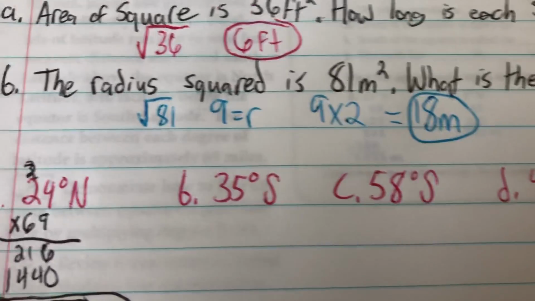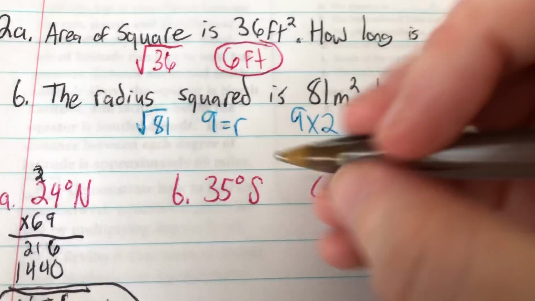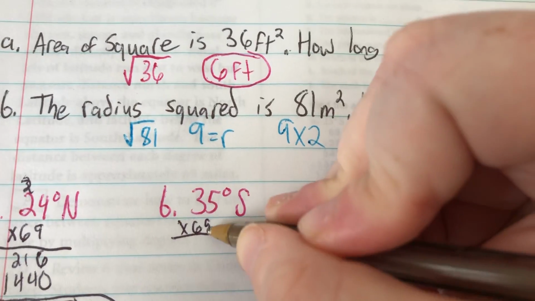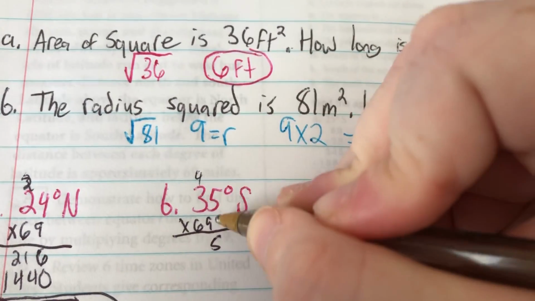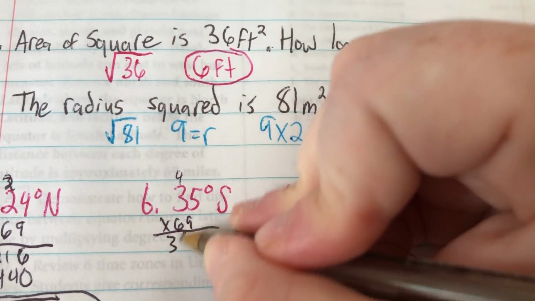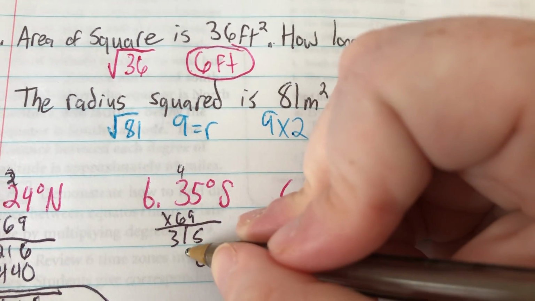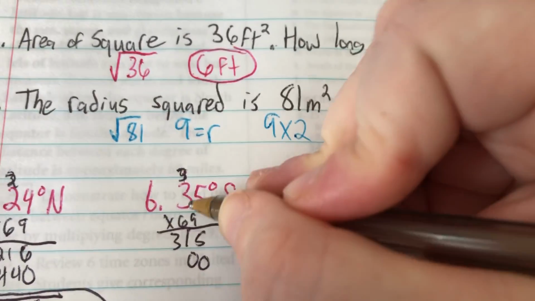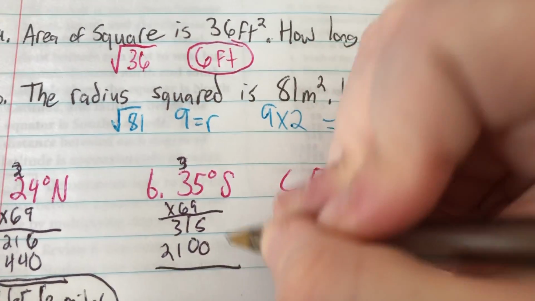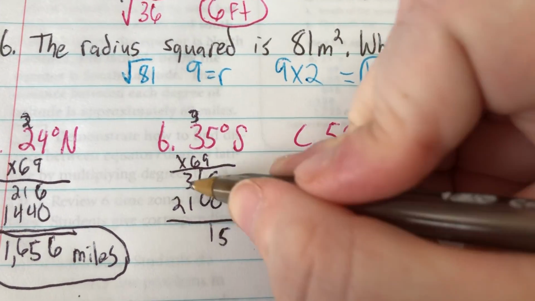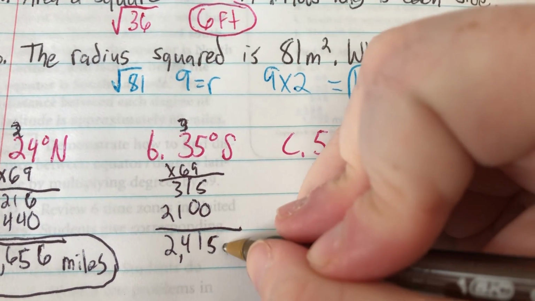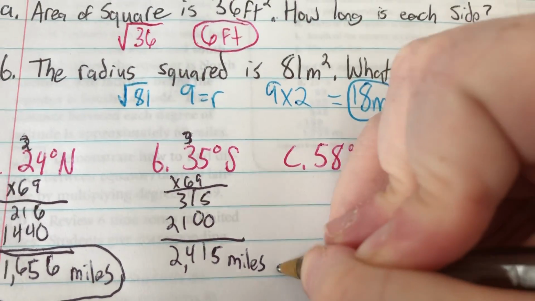Okay, on B, 35 degrees south of the equator. So 35 times 69. 9 times 5 is 45. 9 times 3 is 27. Plus 4 would be 31. 0. 6 times 5 is 30. 6 times 3 is 18, 19, 20, 21. 5, 1, 3 plus 1 is 4, 2. So it would be 2,415 miles south of the equator.